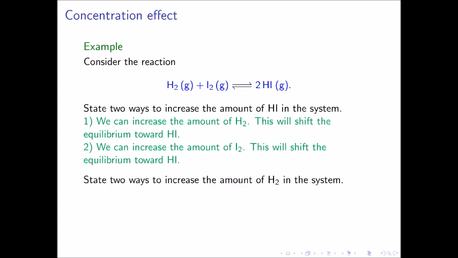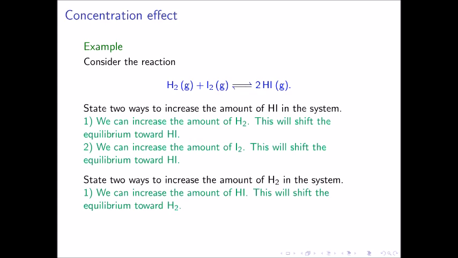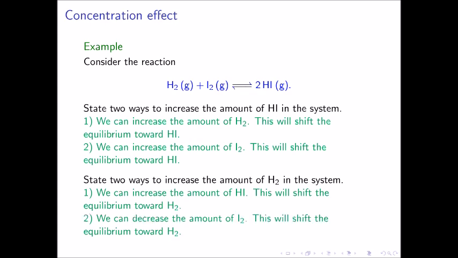Now let's state two ways to increase the amount of H2 in the system. First, we can increase the amount of HI, thus overbalancing the product side. This will cause a back reaction toward reactants and shift the equilibrium toward H2. The second way is that we can decrease the amount of I2, thus causing a deficit on the reactant side. This will cause a shift toward H2 as well.